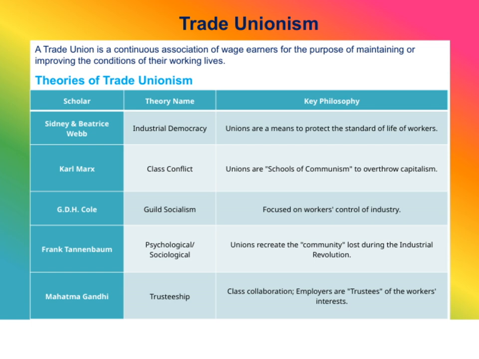G.D.H. Cole introduced the idea of guild socialism, which focuses on workers' control of industry. For him, trade unions should advocate for workers having a say in how industries are run, promoting collective ownership and management. Frank Tannenbaum brought a psychological and sociological perspective. He suggested that unions help recreate a sense of community that was lost during the Industrial Revolution, fostering social bonds and solidarity among workers. Finally, Mahatma Gandhi viewed trade unions through the lens of trusteeship and class collaboration.